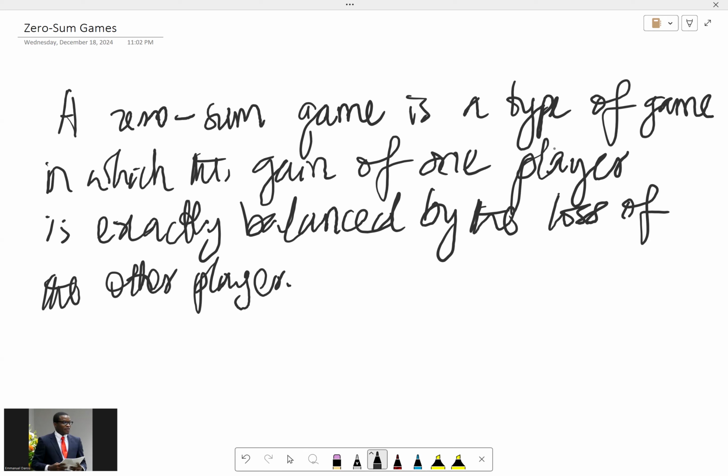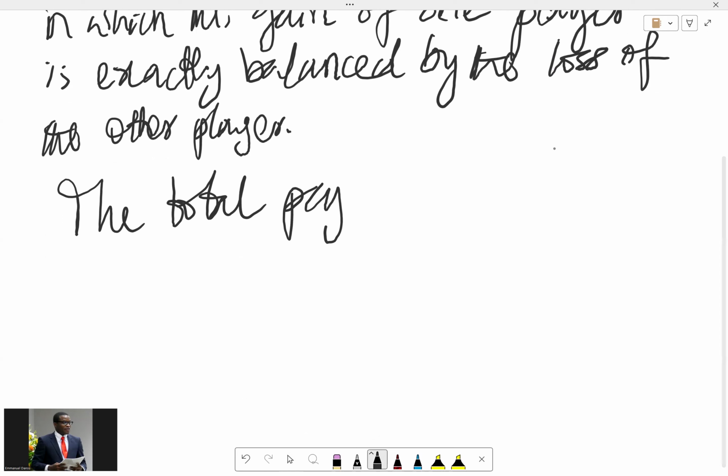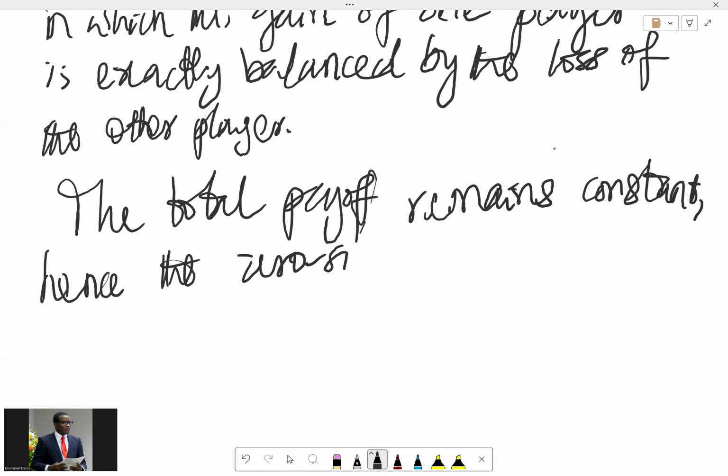So it is a type of game in which the gain of one player is exactly balanced by the loss of the other player. The total payoff remains constant. Hence, the zero sum. That's why it's called a zero sum. It's like plus one on one side and minus one on the other side, and that balances it out.